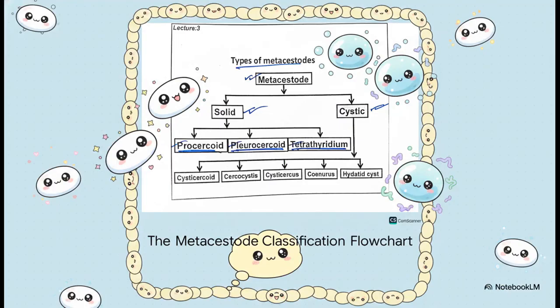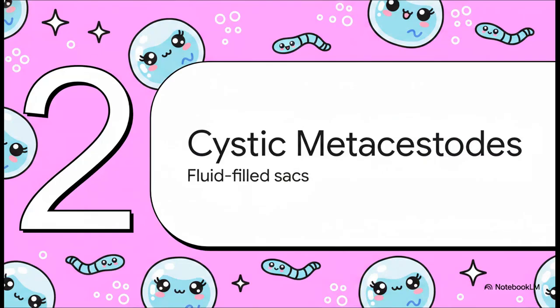It's kind of amazing how neatly we can organize these teenagers. Metacestodes distinctly split into two major visual camps, the solid forms and the cystic forms. When you get hit with a lab question, your absolute first diagnostic step is deciding which of these two branches you're dealing with. Moving to Section 2, cystic metacestodes.